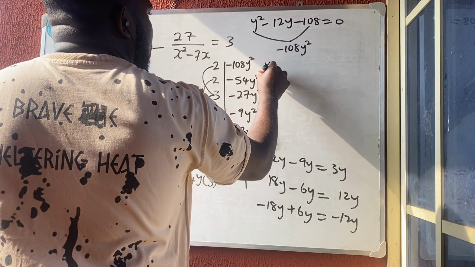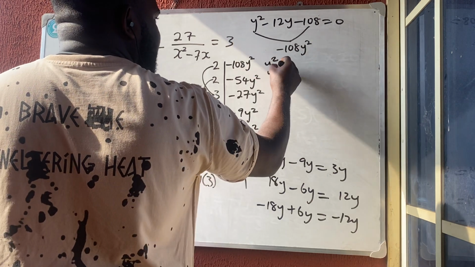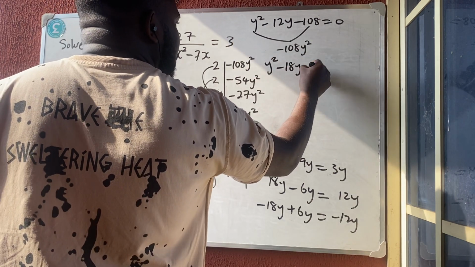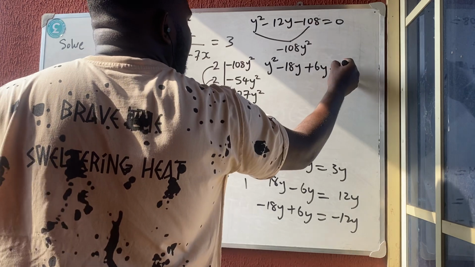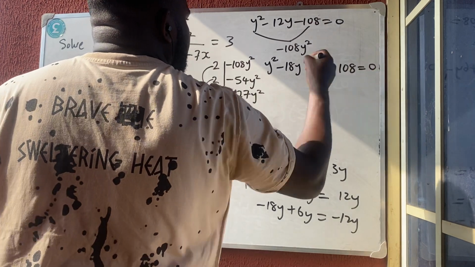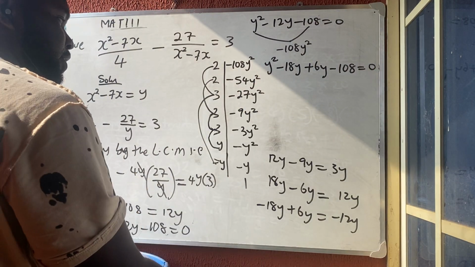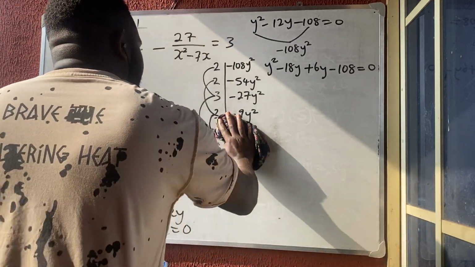So you bring down y squared. Instead of writing this, I will now write minus 18y plus 6y. Then I'll bring down minus 108 is equal to 0. So that is how to find the two things that you use to replace that one in the middle.